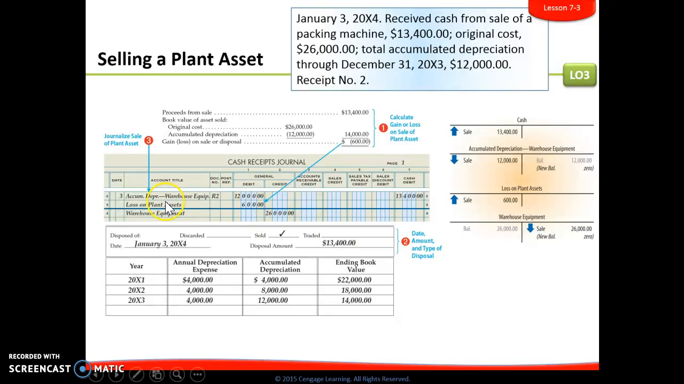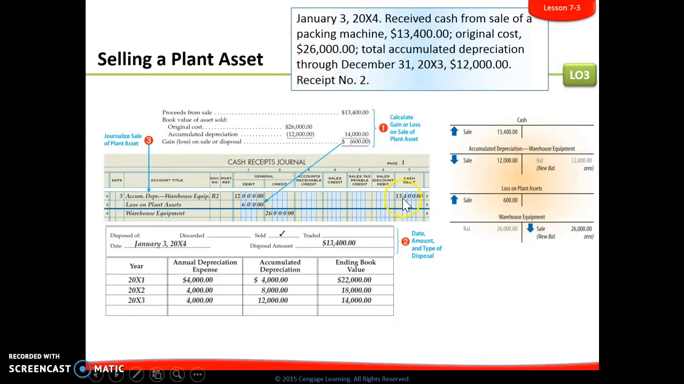So first thing that we're going to do is debit our accumulated depreciation, which was $12,000. We also know that we're going to have a loss. If we subtract our ending book value and what we disposed for it, that tells us we have a loss of $600. We would debit that loss. We also need to get rid of that asset in our warehouse equipment. So I'm going to credit warehouse equipment for the original cost, which was $26,000.